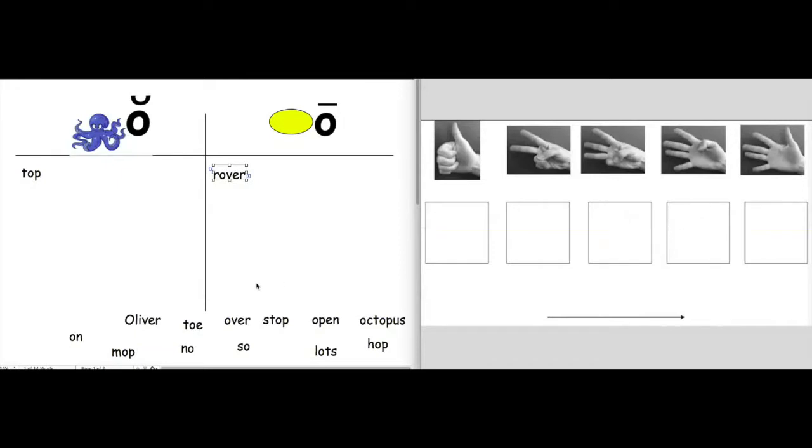All right, let's look at our next word. Just a second here. Our next word will be on. On. You're right, that's a power word. O-n. On. I hear a short O. Ah, octopus. Ah, on. Goes right over here. Fantastic. All right. Get ready for our next word.